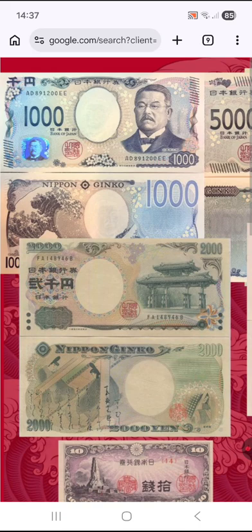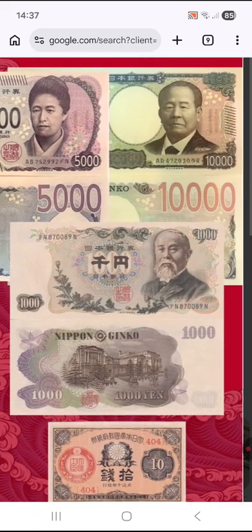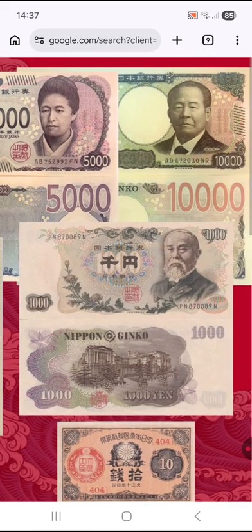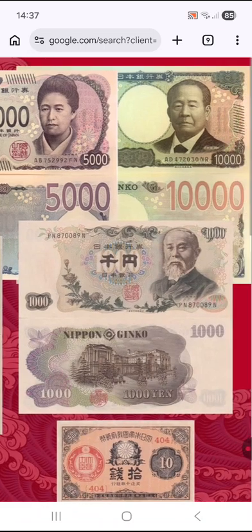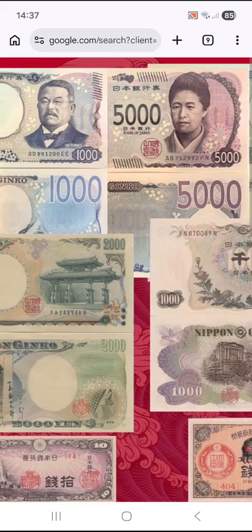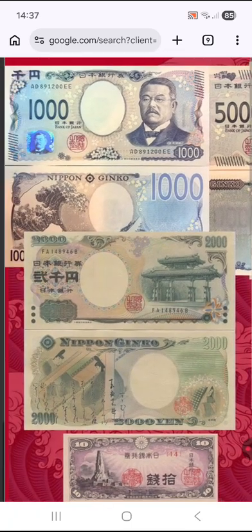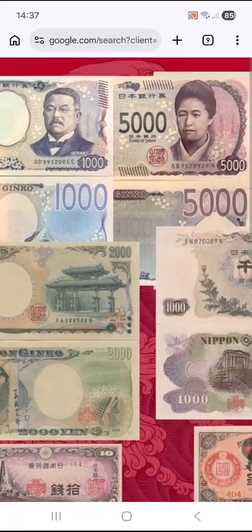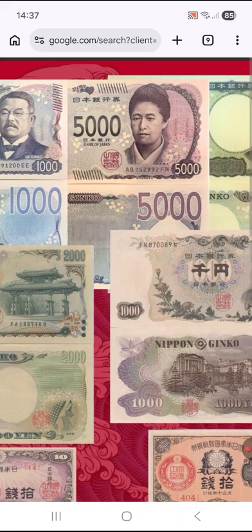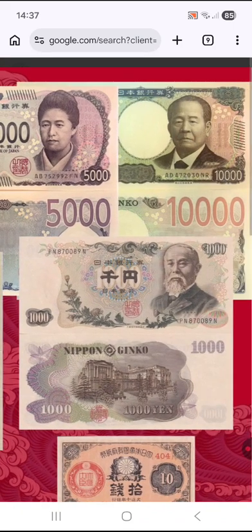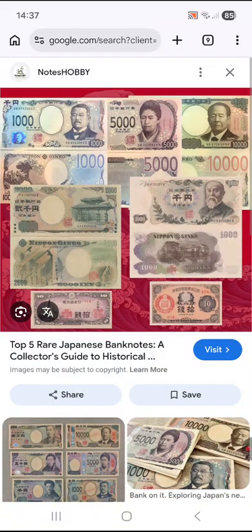I've been to Japan, and it's very clean money. Anytime you get money from anybody, they don't like to fold the money. They have a great respect for money in Japan. But that's what the Japanese yen looks like. There's a 1,000 yen, 5,000 yen, 10,000 yen. And so that's what the Japanese yen looks like.